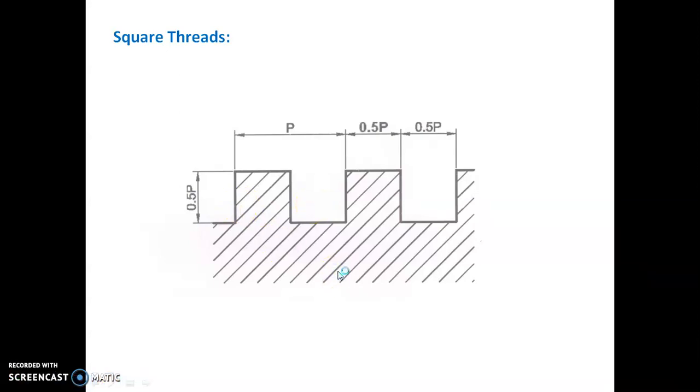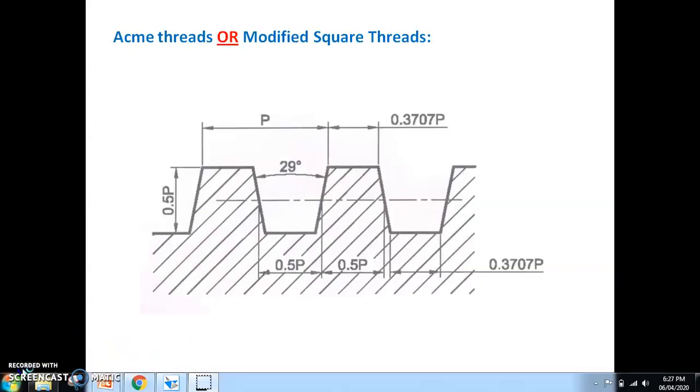So Acme threads we have here. Acme threads are nothing but the modified square threads. So here the square we had has been made into a trapezium. Again, the depth of the thread will remain the same, 0.5 P, and the pitch from here to here will be the P value. But here you have to remember the angle, that is 29 degrees. So the angle between the two flanks of the Acme threads will be 29 degrees.